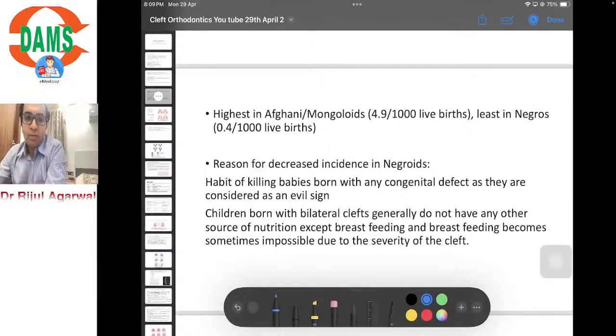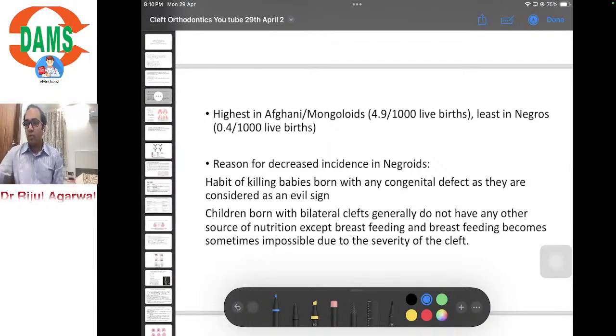Proceeding forward, the incidence is highest in the Afghan or Mongoloid population, that is 4.9 per thousand live birth, and least in the Negroes, that is 4.4 per thousand live birth. The reason highlighted for the racial predilection and decreased incidence in them is that there is a habit of killing babies born with any congenital defect, because in their culture it is considered an evil sign.